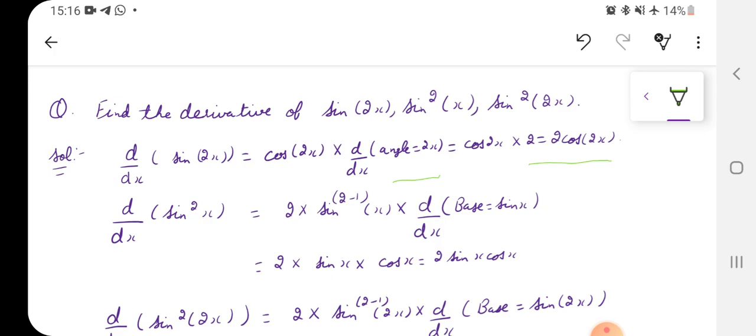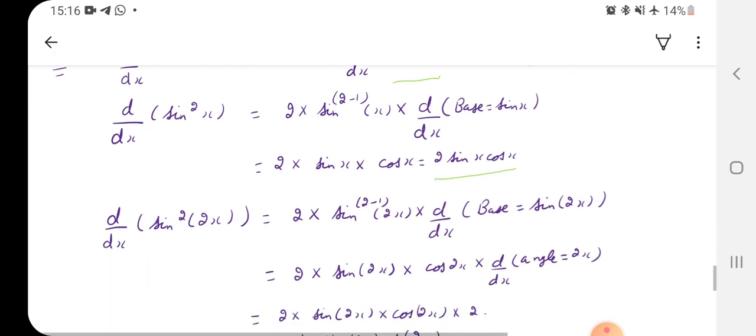And the power rule says into the derivative of the base as well. So into the derivative of the base, which is sin x. So now the derivative of sin square x becomes 2 sin x into the derivative of sin x. The derivative of sin x is what? Cos x. So we got the derivative of sin square x as 2 sin x cos x, right?